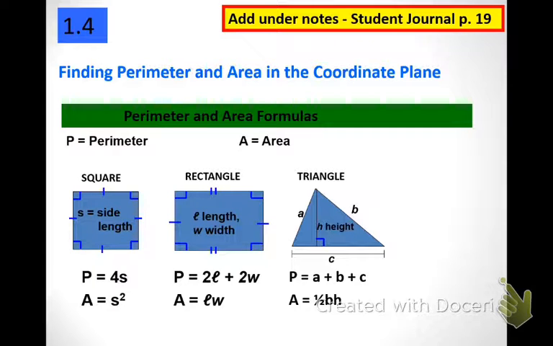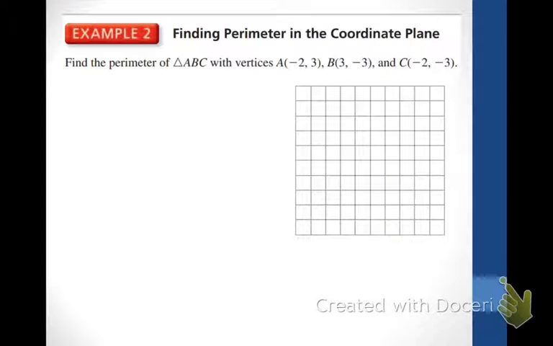Okay, and we're going to talk about all of these. We're going to do example 2. Again, you did not have to write down the perimeter formulas because you find the perimeter by adding all the sides. Praise the Lord. All right, so let's go to number 2. What do we need to do first to solve this, you think? Well, plot the points, but in order to plot the points, we need the coordinates.